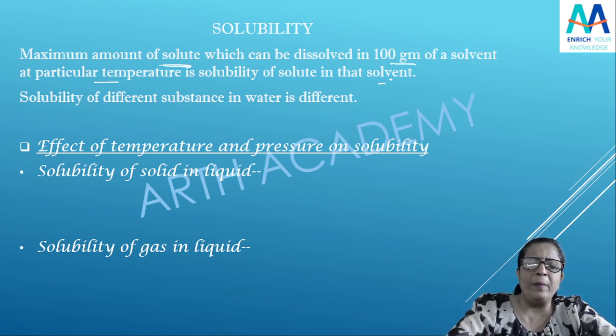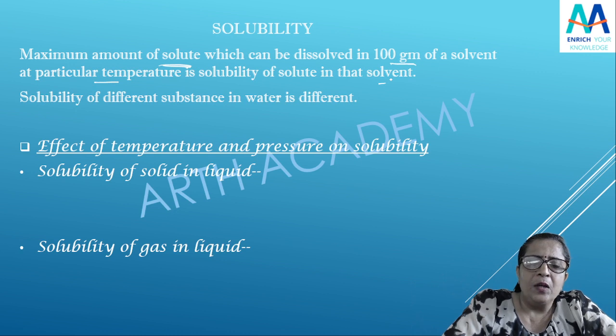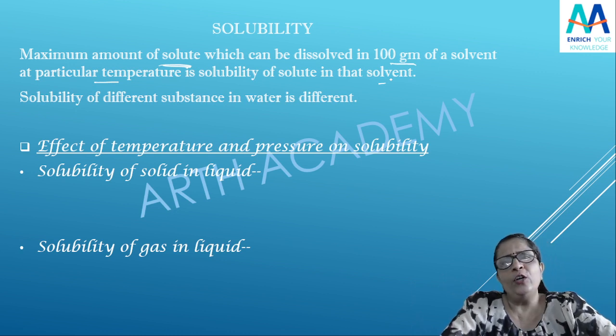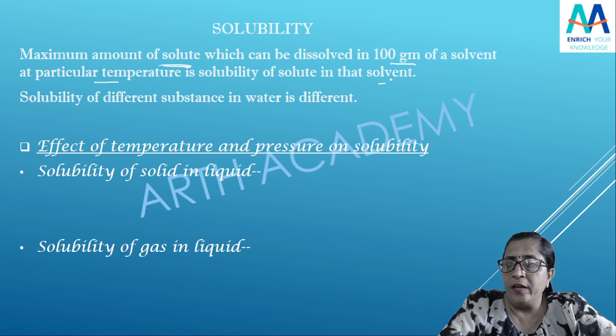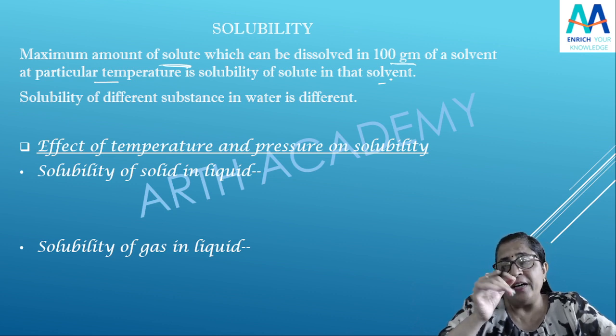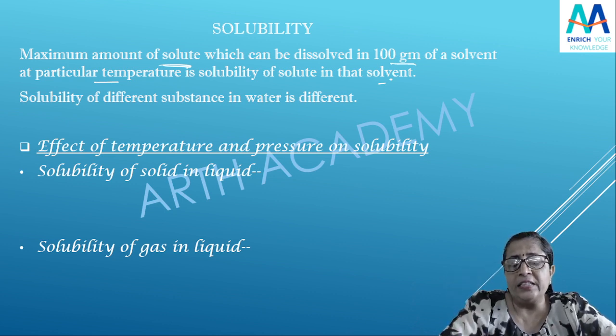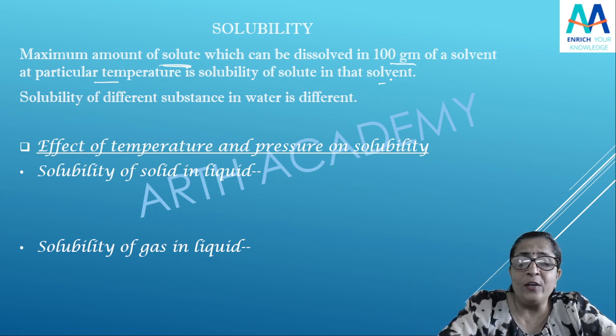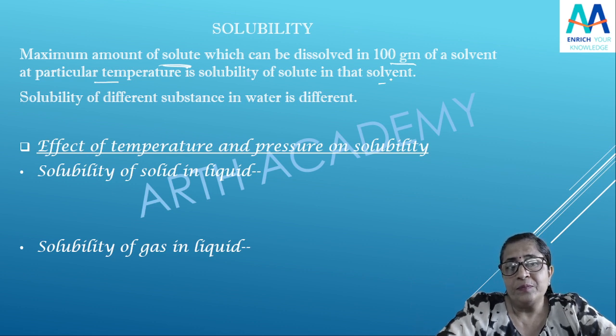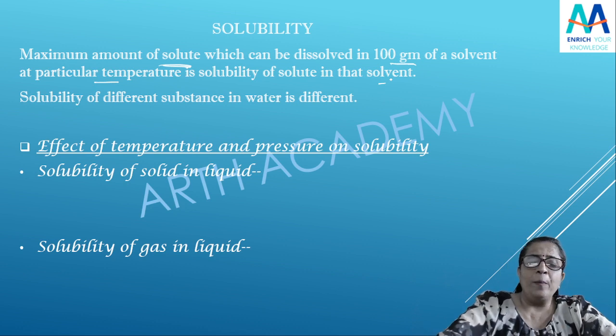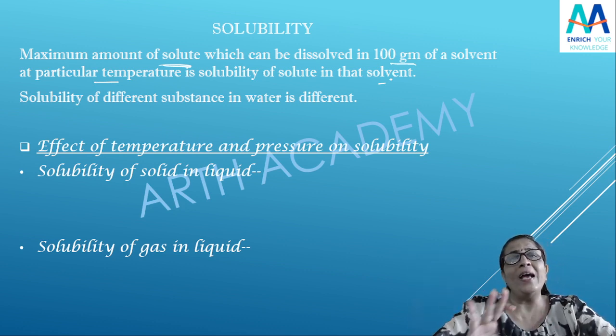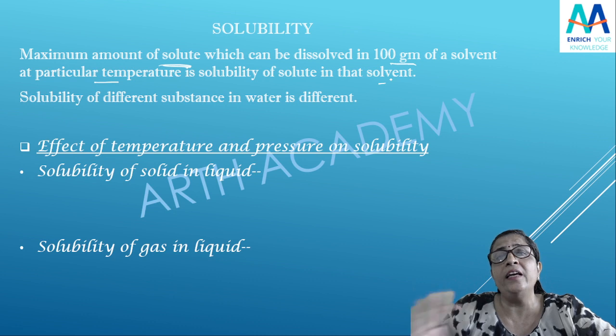For example, if I talk about copper sulfate, students, its solubility in water at a particular temperature. If I take the temperature as 20 degrees Celsius, the solubility of copper sulfate at 20 degrees Celsius in water is 21 grams. That means 21 grams of copper sulfate can be added to 100 grams of water, not more than that.